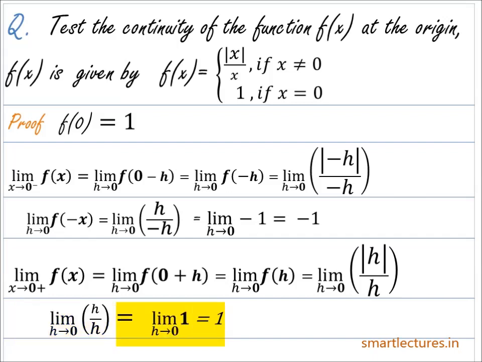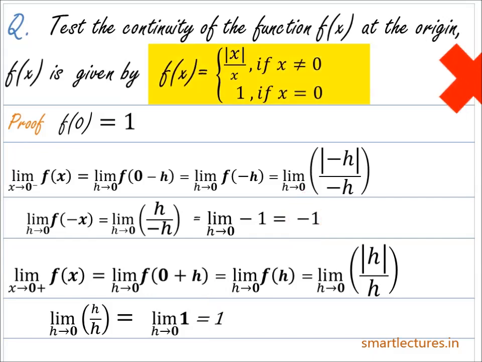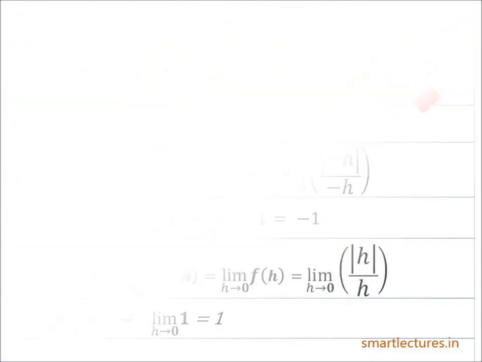So the left hand limit is equal to minus 1 and the right hand limit is equal to 1. That means left hand limit is not equal to right hand limit. So that means the limit of the function at the point 0 doesn't exist. And if the limit of a function at a point doesn't exist, then that means this function is not continuous at that point, which means the function f of x is not continuous at the origin.